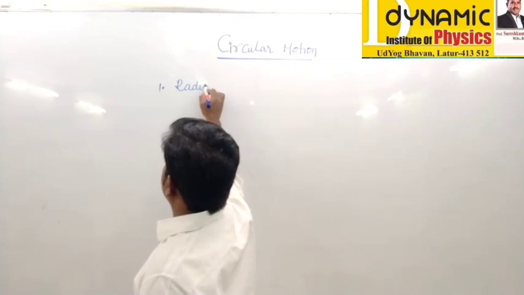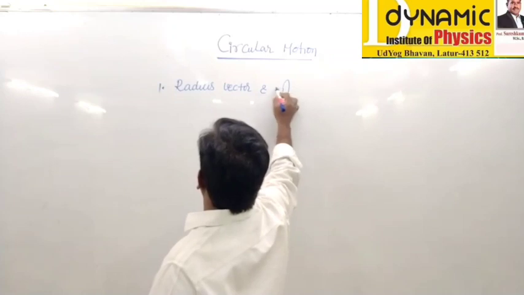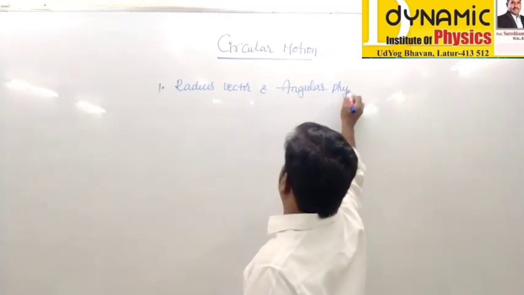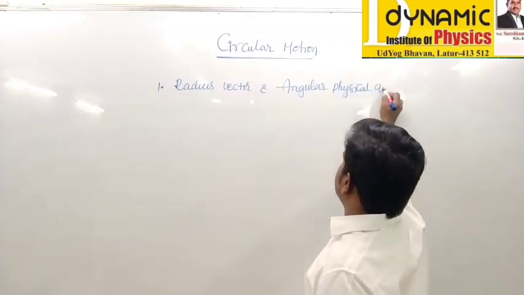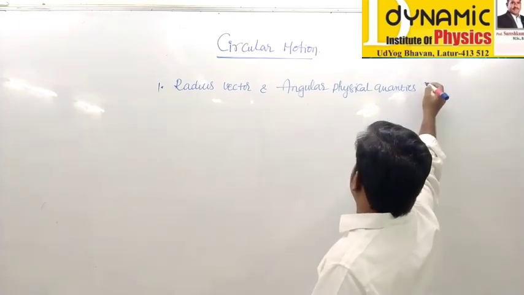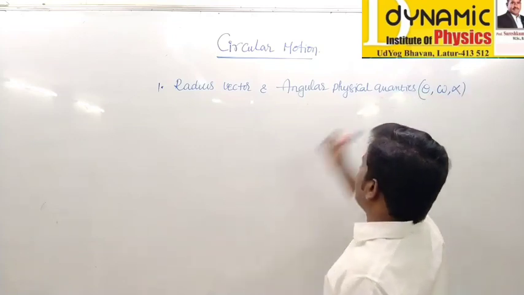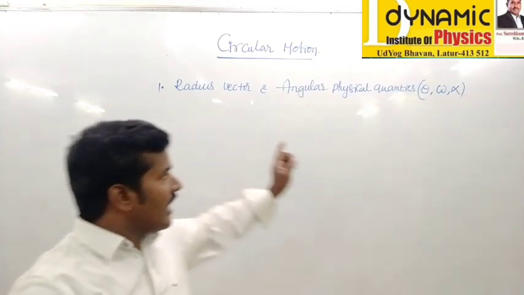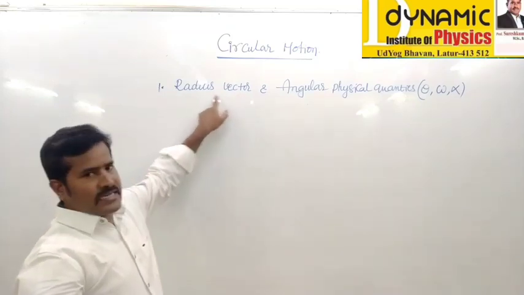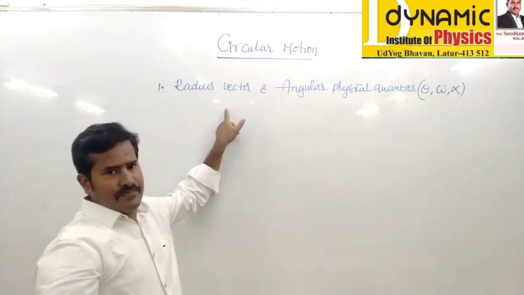radius vector and angular physical quantities. What are these angular physical quantities? Theta, angular displacement, angular velocity, angular acceleration. These are axial vectors: theta, omega, alpha. And this is the radius vector or position vector. This is the first subarticle.